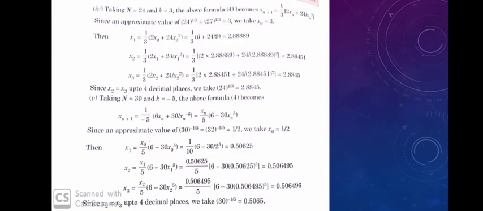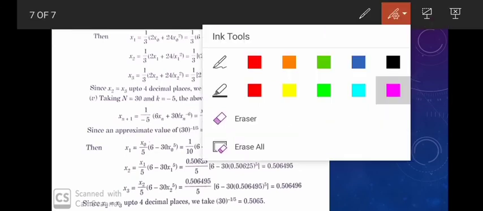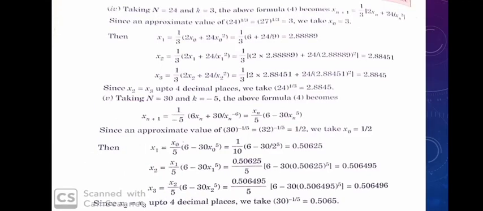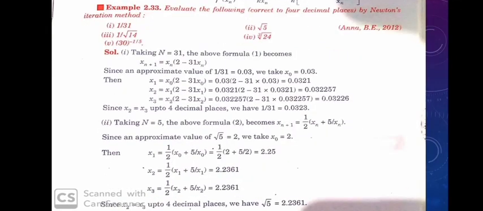Now the next question is in the next slide. In the next slide, it is n equal to 24 and k is equal to 3. The above formula 4, that is iterative formula 4, we will use for solving this question. Our question, as I have discussed earlier, is root over 24 with 1 by 3. 1 by 3 means 24 to the power 1 by 3.